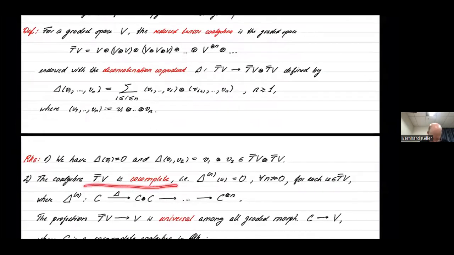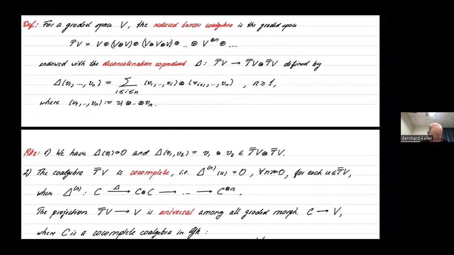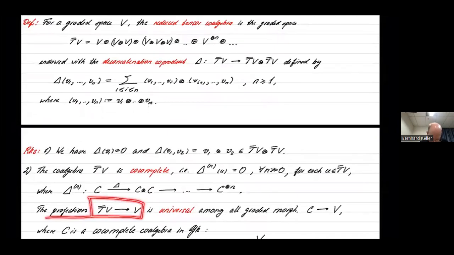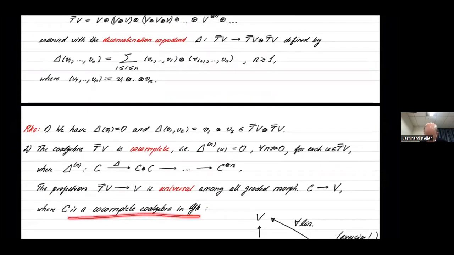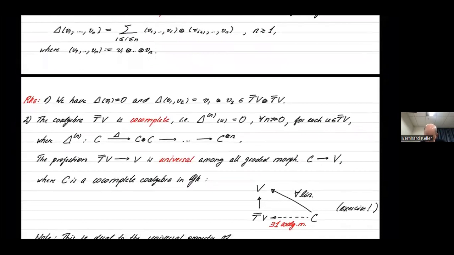So this algebra is co-complete, and it comes with a canonical projection onto V. And this projection is universal among all graded morphisms from a co-complete coalgebra to V. Okay, so we have this universal property. We take a co-complete co-algebra in the category of graded vector spaces, and we look at a linear graded map to our graded vector space V.